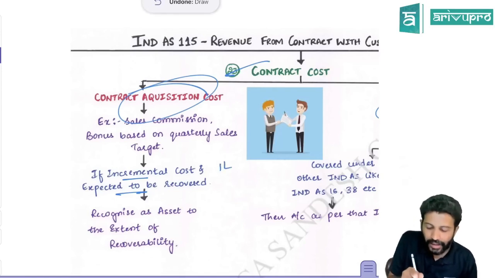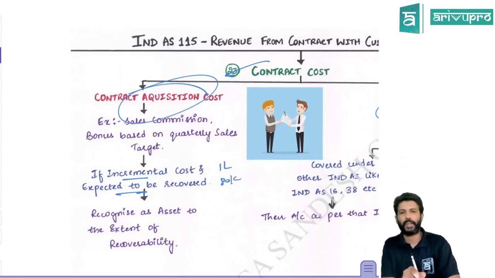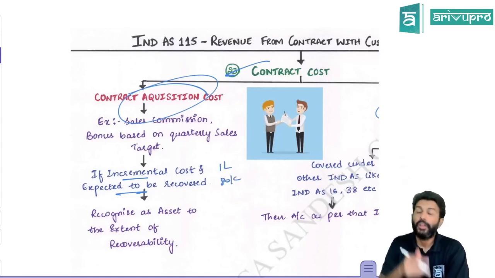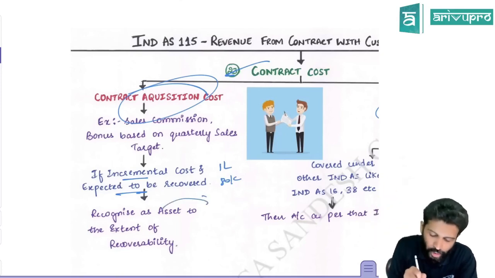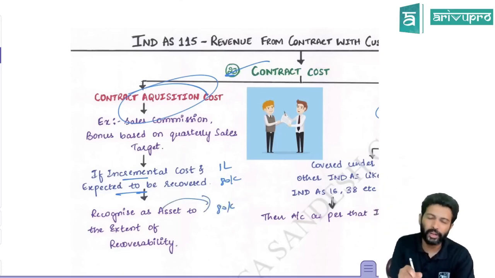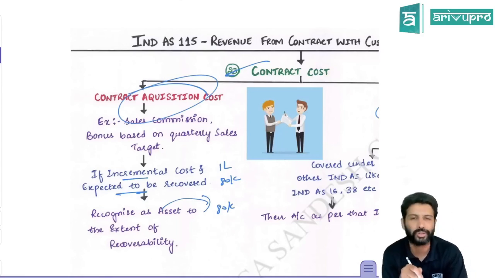Let's say you have incurred 1 lakh, but you feel you can only recover 80,000 because you made a contract like that. You have spent 1 lakh rupees, but you feel you can only recover 80,000. That means you can show this 80,000 as an asset, but only to the extent of recoverability, which in this case is 80,000.